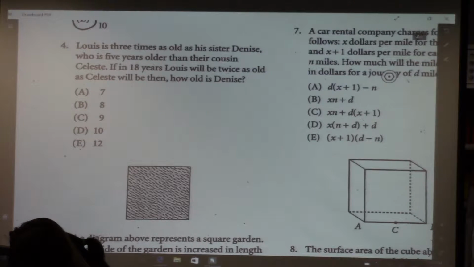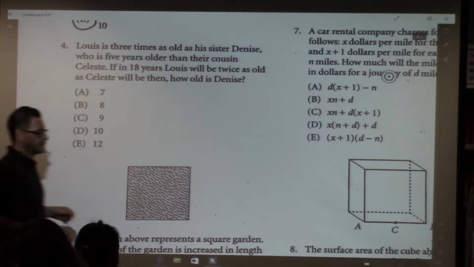Okay, so you've seen these problems show up a lot, right? In 5 years and 3 times as old, it can get very confusing. So here's what we're gonna do. We're gonna set up a chart.